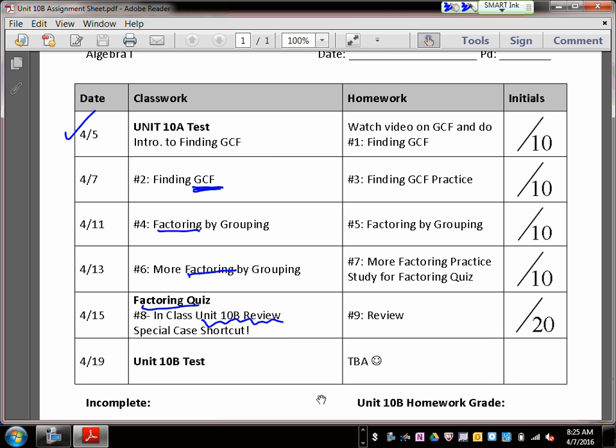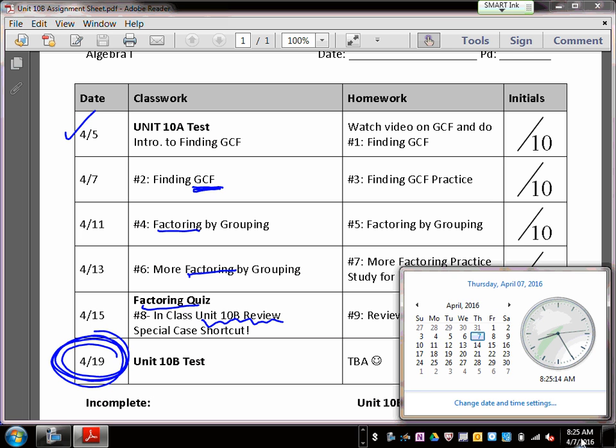So this unit is pretty much factoring, GCF. Okay, so that puts our unit test at April 19th, which when we take a look at our calendar, April 19th is Tuesday. The quarter ends Thursday the 21st. So we'll be squeezing this test in. Alright, questions on our piece? Okay. Alright, and let's go ahead and take a look at our notes for it.